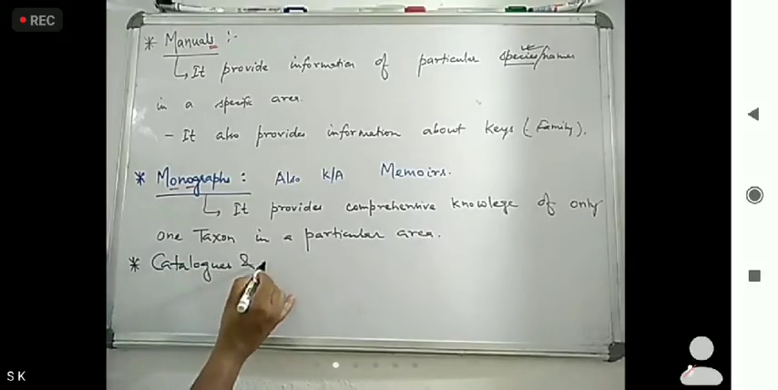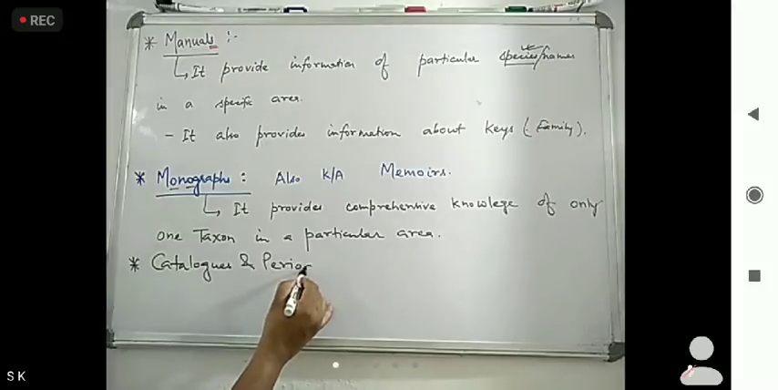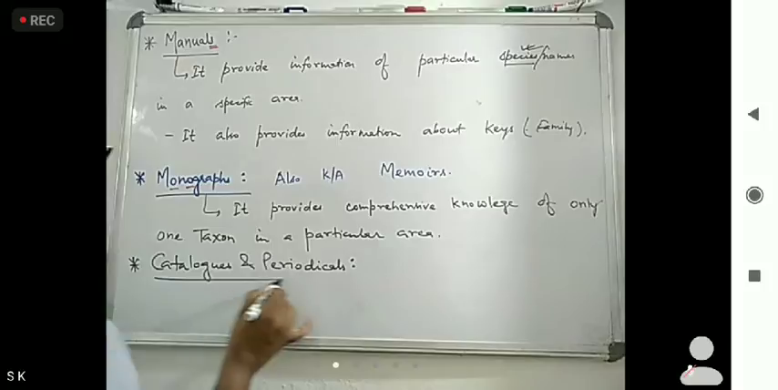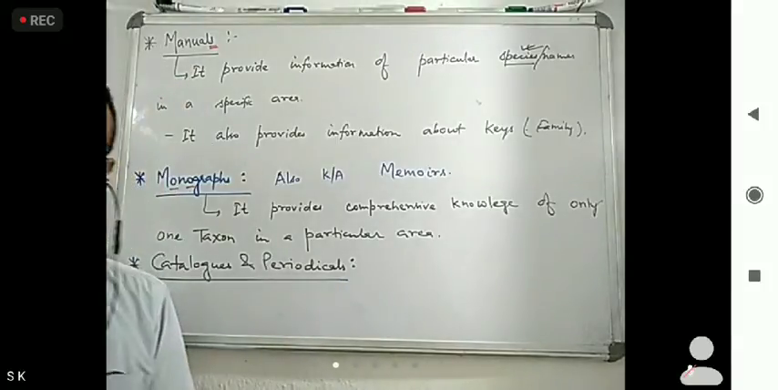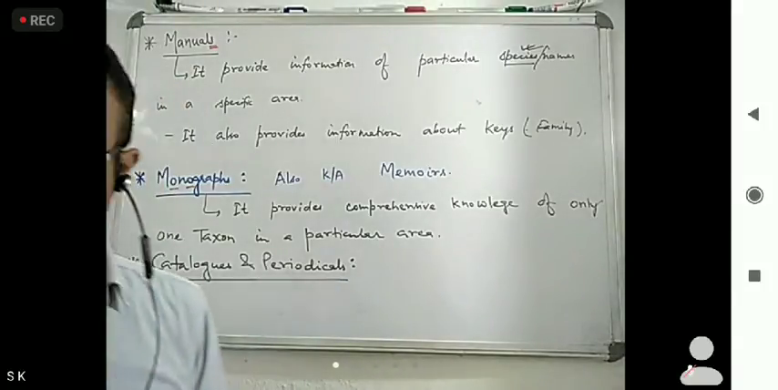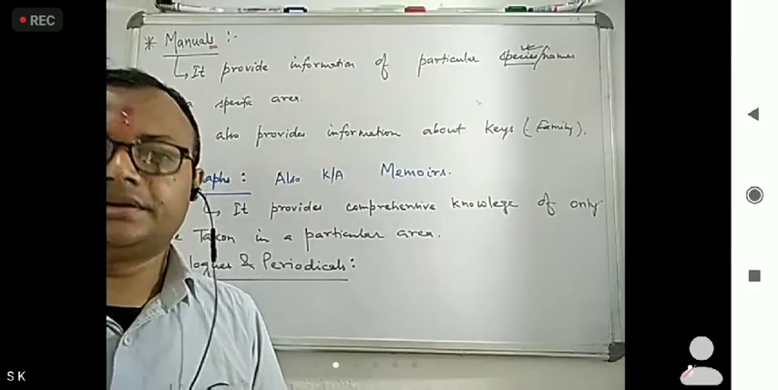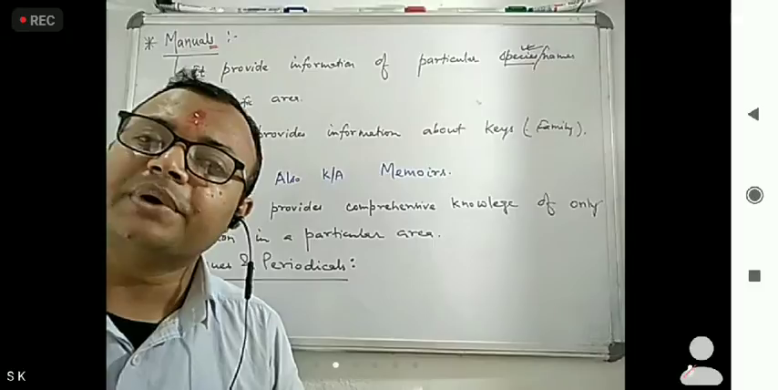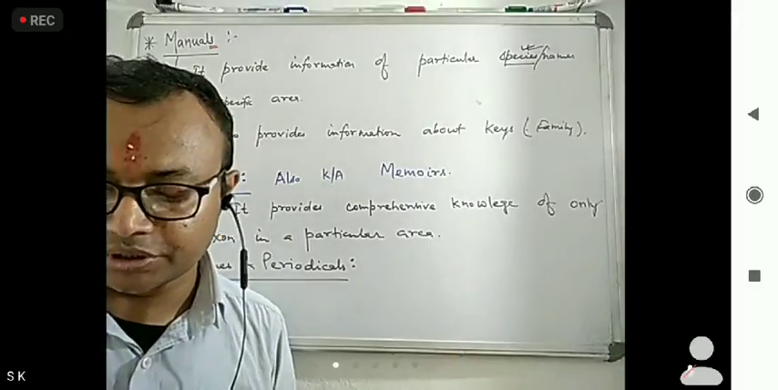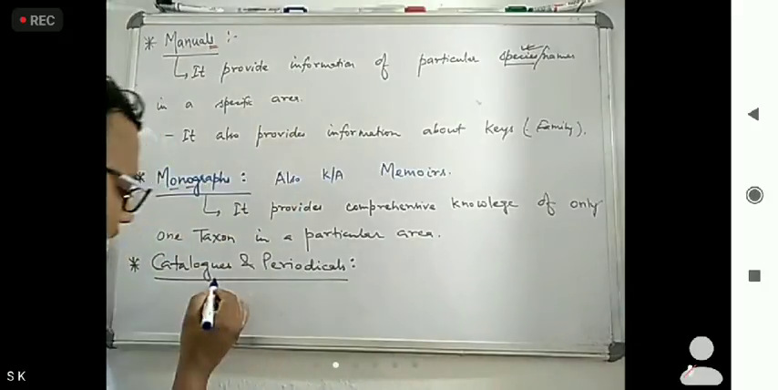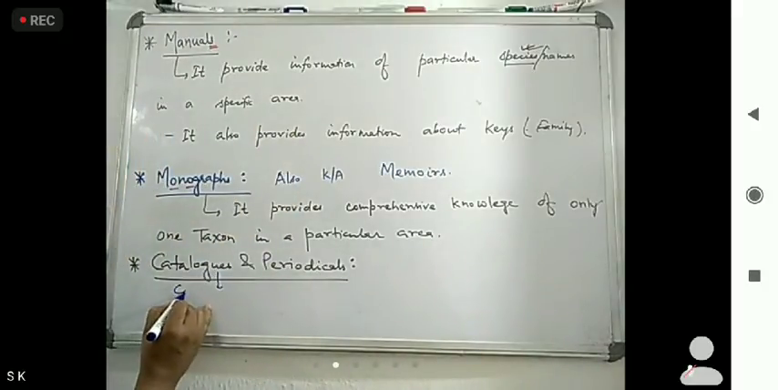Catalogues and periodicals. Now, what are catalogues and periodicals? They are compilations of plant information including name and classifications. What can we say? Catalogues, it is a compilation of plant information.